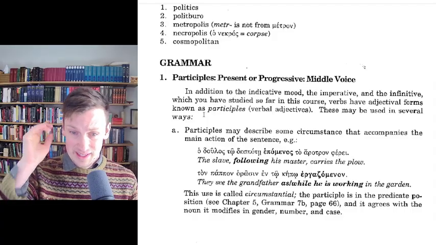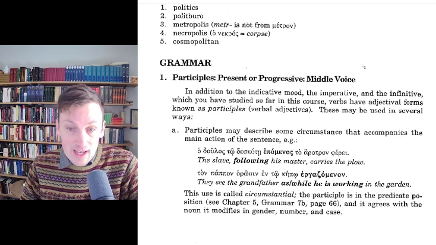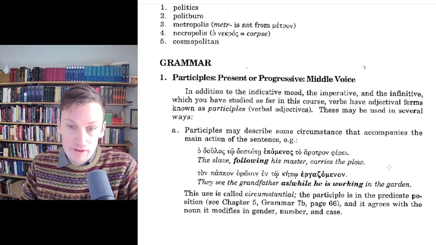So in the sentence, "the slave following his master carries the plow." This sentence is ho doulos, the slave carries the plow.